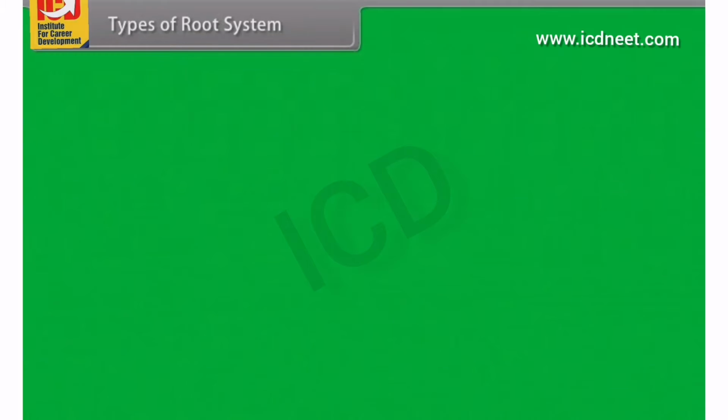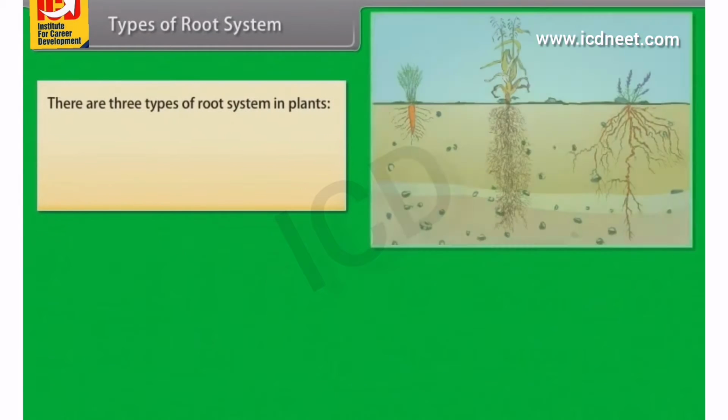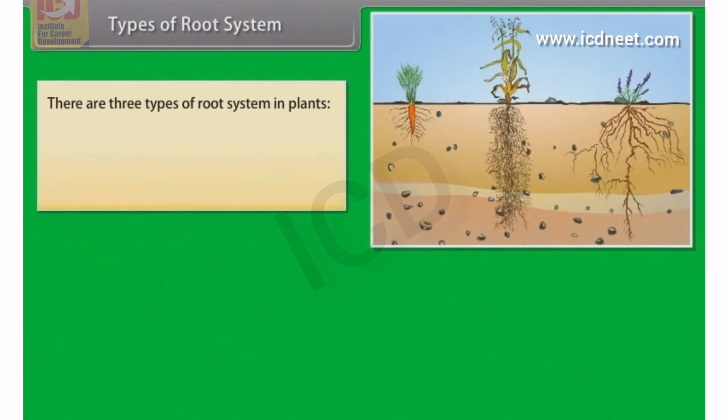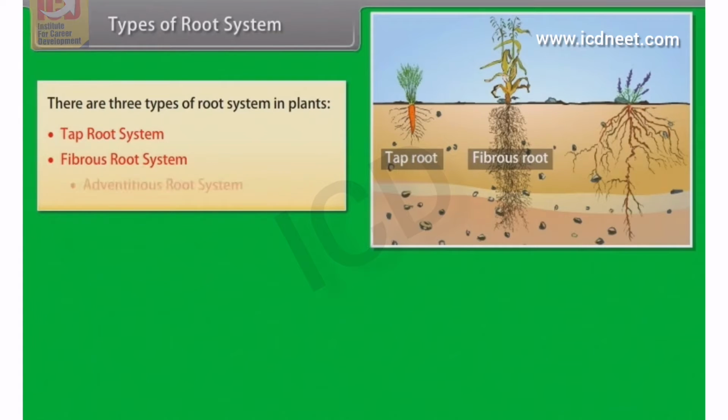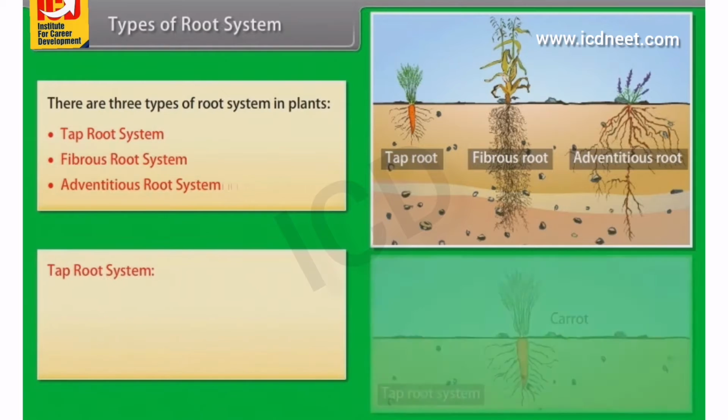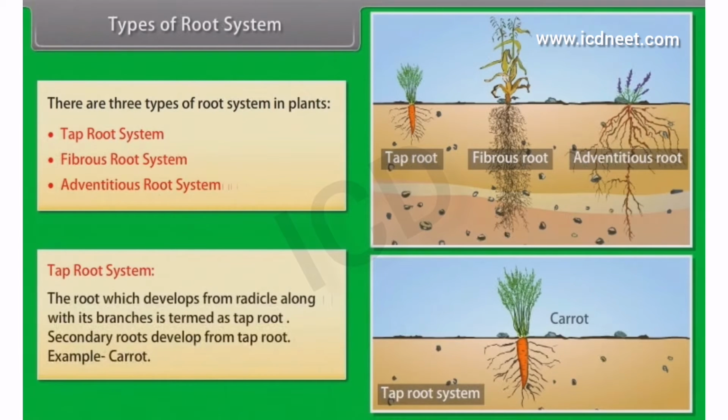Types of root system. There are three types of root system in plants: taproot system, fibrous root system, adventitious root system. Taproot system. The root which develops from the radicle along with its branches is termed as taproot. Secondary roots develop from taproot. Example, carrot.